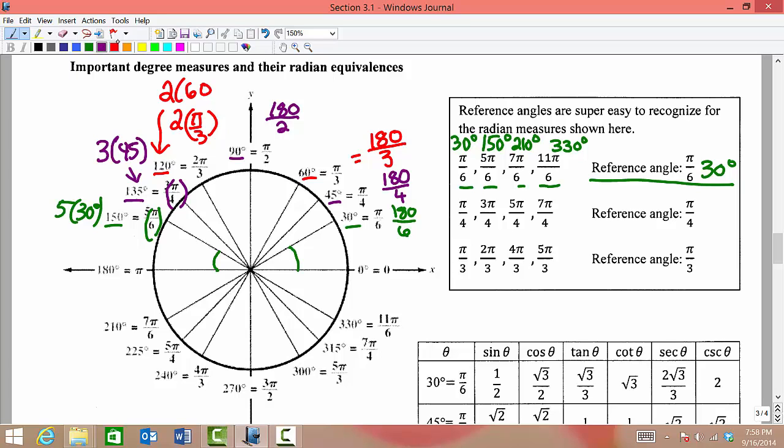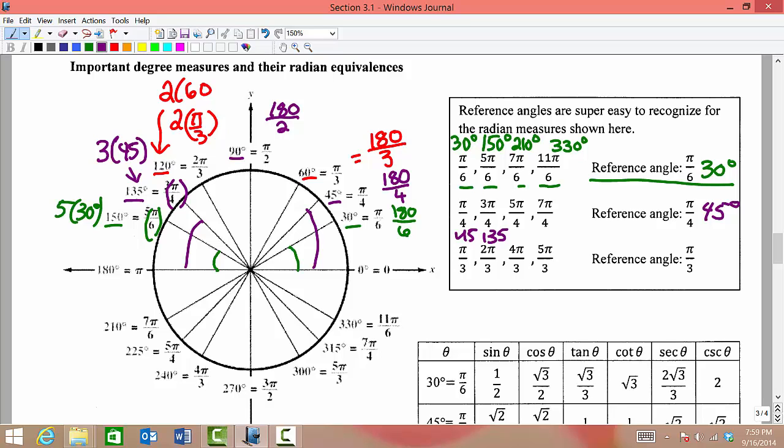And we have the same thing when it comes to 45 degree angles. So our reference angles for 45 degrees, now we're going to call that, instead of the 45 degree angle family, the pi over 4 family. So the reference angle family for pi over 4, really easy to recognize because they all have pi over 4 in them. 45 degrees, 135 degrees.